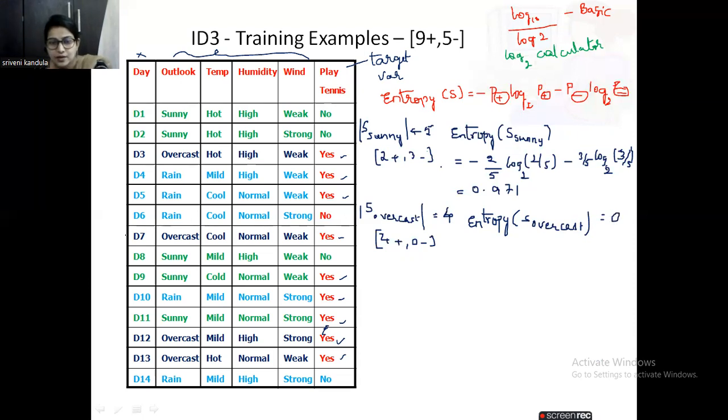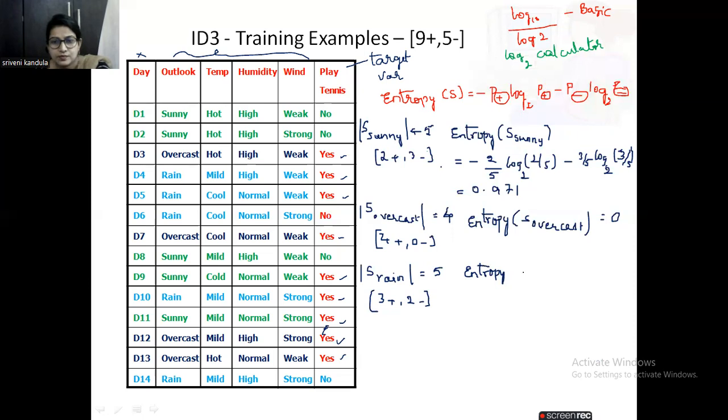Similarly, let us calculate the entropy of rain. Before doing that, let us get the cardinality. Mod S rain, the number of examples under rain. We have totally 5 examples. So cardinality is 5. Then the number of positive: 1, 2, 3. So 3 positive and 2 negative. 3 positive examples and 2 negative examples we have.